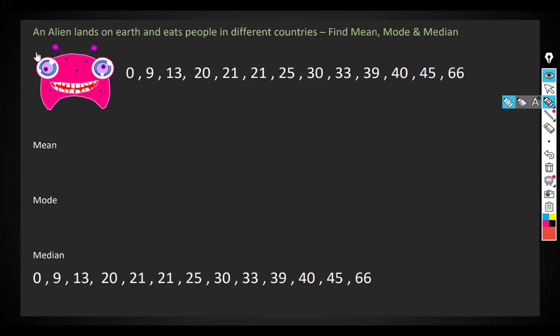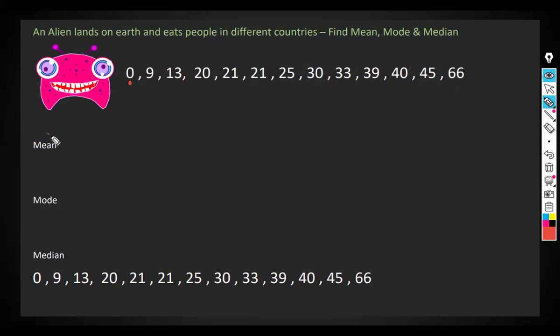An alien lands on Earth and eats people in different countries. So apparently, just to interpret the data, he went to one country and ate 0 people. Let's hope that's Trinidad. Then he went to another country, let's call it Barbados, and ate 9 people. The point is, he was visiting different countries and eating different amounts of people. I'm sorry for this country, 66 there. So what we want to do, let's answer 3 basic questions. You notice the numbers are already ordered from smallest. It starts at 0 and gradually increases to the largest, 66.